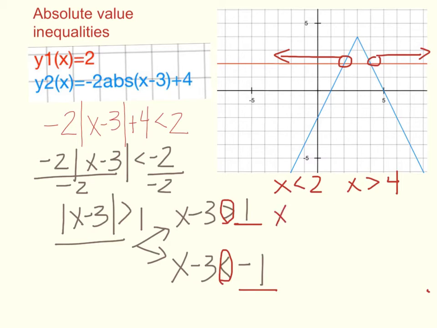I end up getting x is greater than 4. Yay, that's what we wanted there. And I end up getting x is less than 2. So yes, this is a rule we need to look at. Let's go ahead and look at another one and see if we can do the same thing.